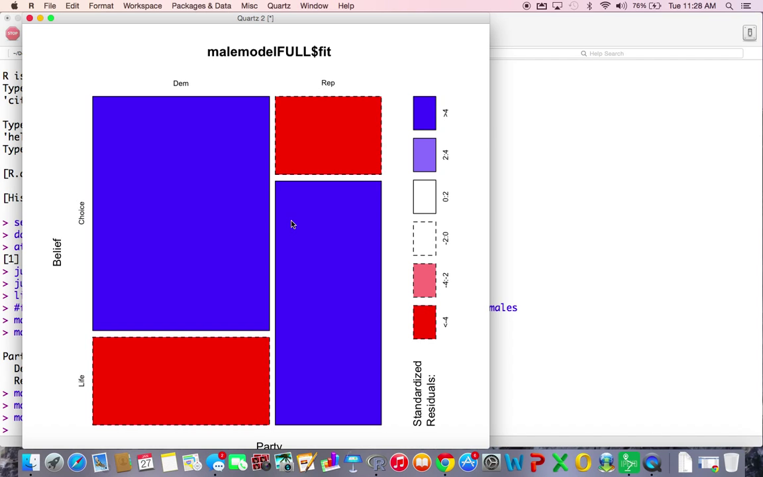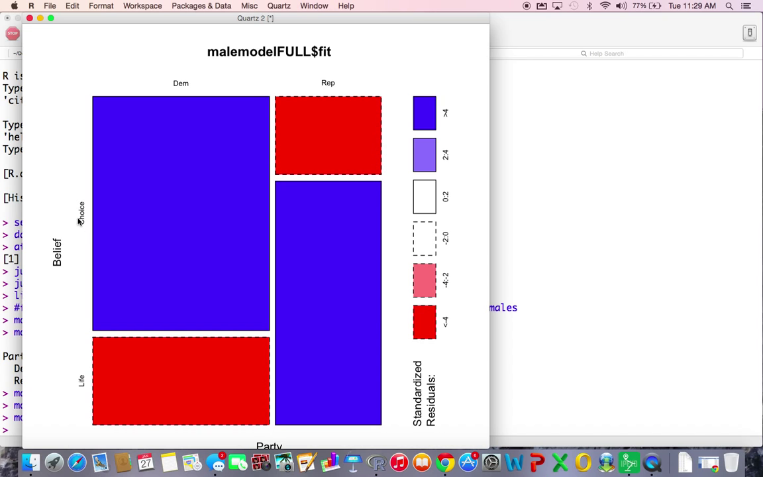This is based on standard errors. Again, all this is standardized residuals, where we take the difference and divide by the standard error. And in these models, the standard error is the square root of the expected cell count. So when I look at this, I see a discrepancy. First of all, across Democrats and Republicans, you can see the width of these rectangles is more for Democrat than for Republican.